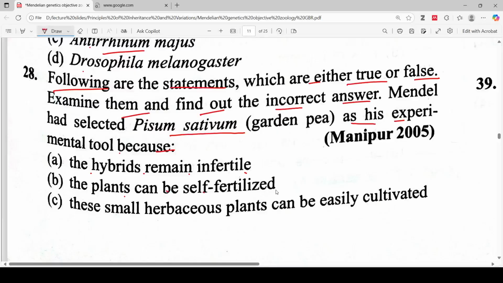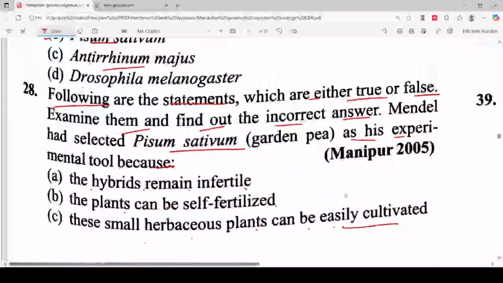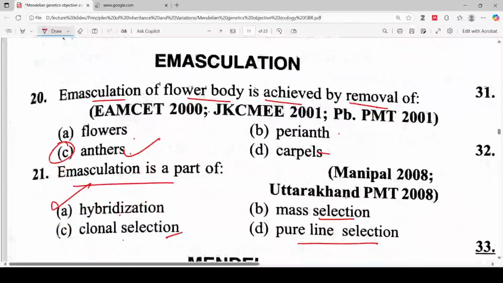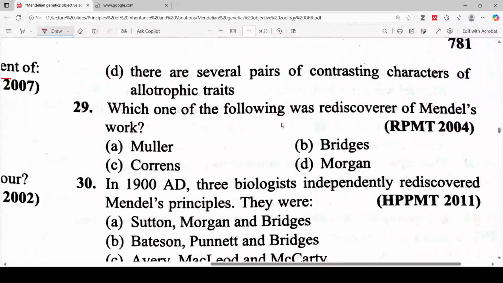The plants can be self-fertilized. These small herbaceous plants can be easily cultivated. And other statements: there are several pairs of contrasting characters of allelomorphic traits. So the correct answer will be option D. Next question.